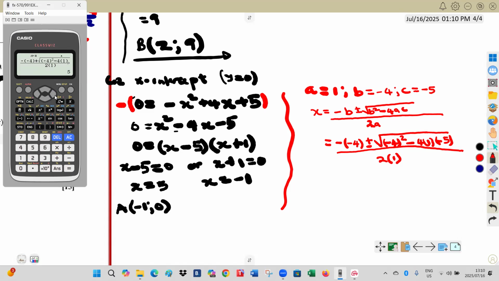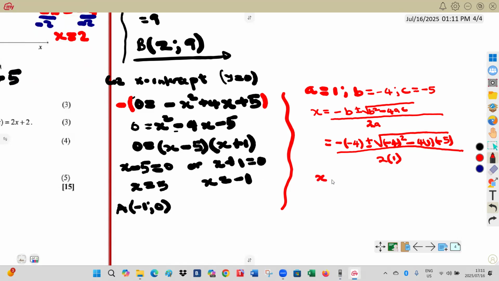When we put a minus, we are getting a negative 1. So our answers are x equal to 5 or x equal to minus 1. So whichever way, you conclude the coordinates of A are that. Now we need the required equation, because the question did not say get the intercepts.